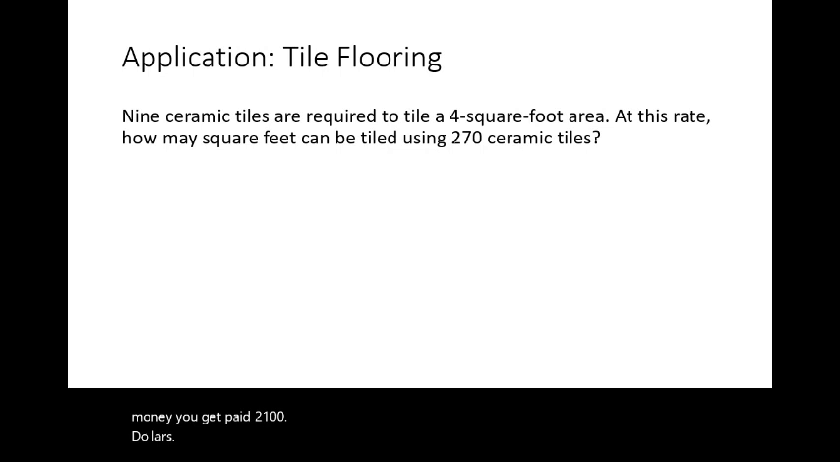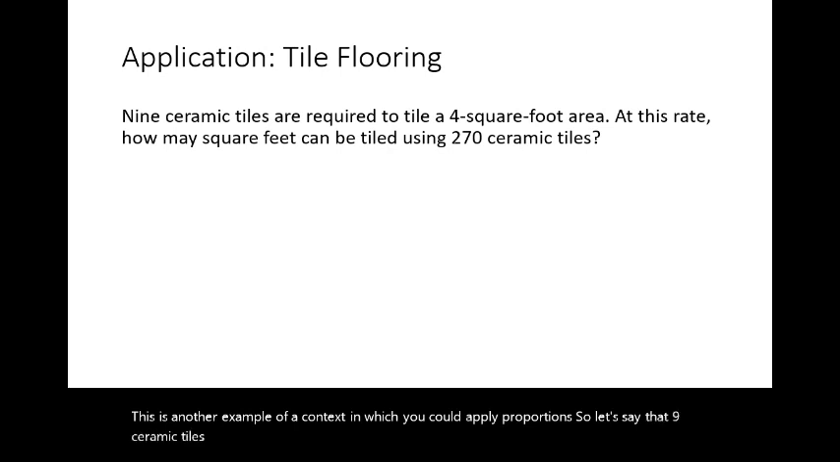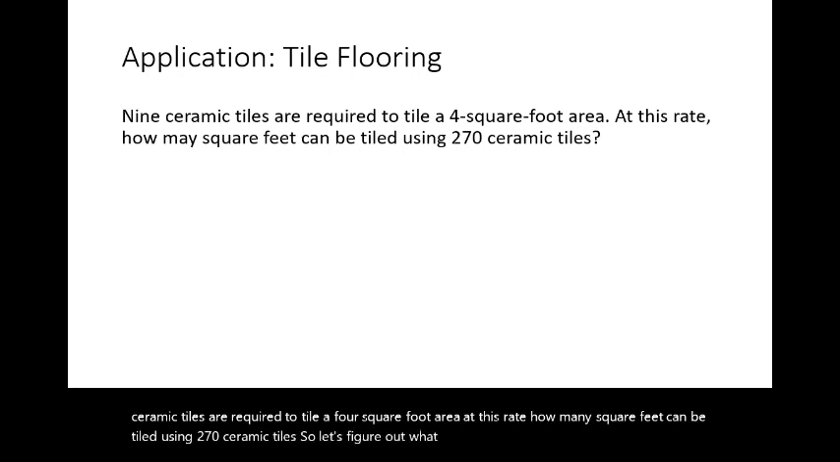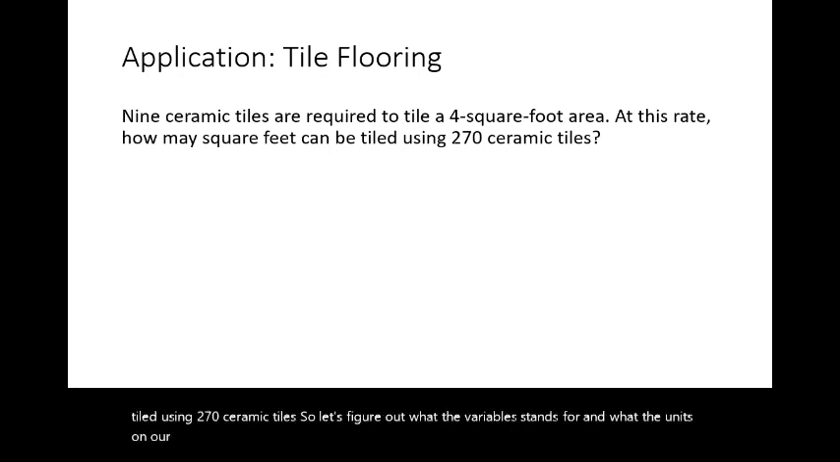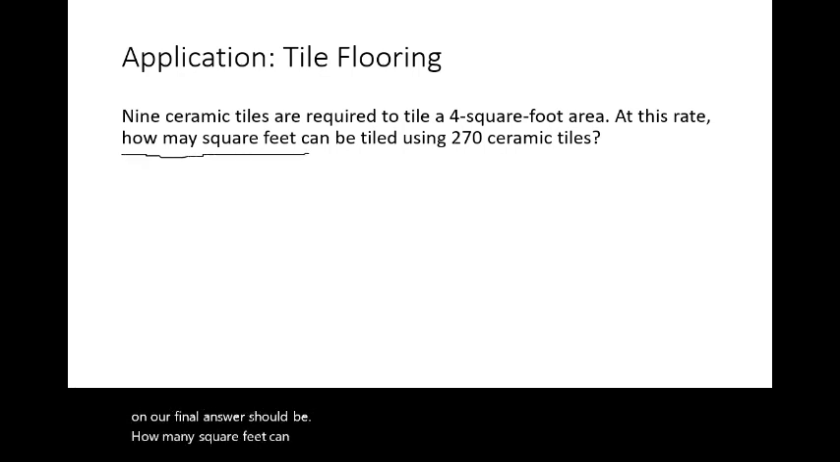This is another example of a context in which you could apply proportions. So let's say that 9 ceramic tiles are required to tile a 4 square foot area. At this rate, how many square feet can be tiled using 270 ceramic tiles? So let's figure out what the variable stands for and what the units on our final answer should be. How many square feet can be tiled with 270 tiles? So our x in this case is going to stand for this unknown number of square feet.